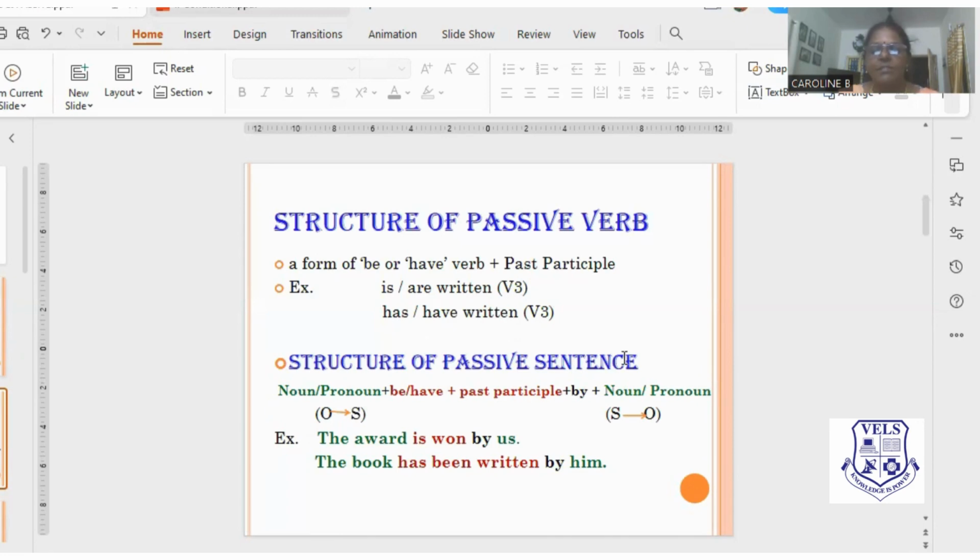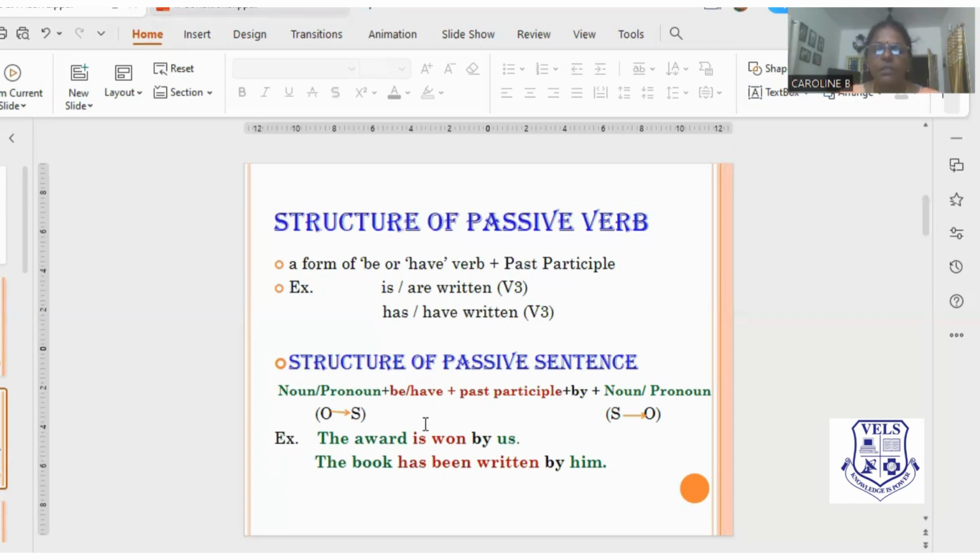The structure of passive sentence. The noun or pronoun is the subject, that is the object becoming the subject in passive voice. And the verb phrase, be or have verb with past participle or V3, followed by preposition by, and again the subject converted into object, noun or pronoun. So this is the structure of passive sentence.